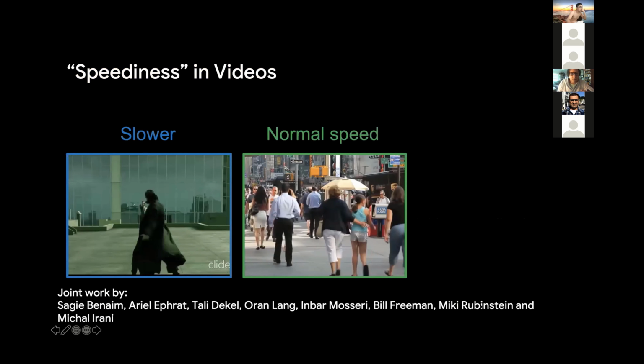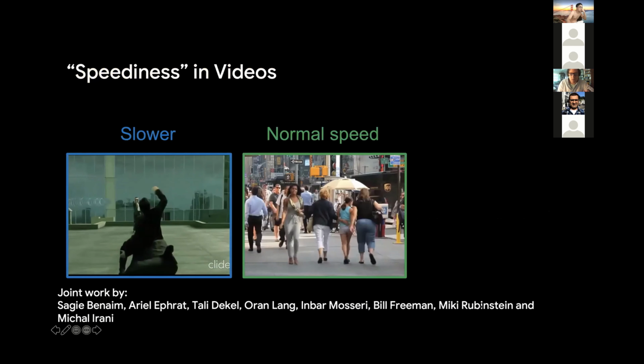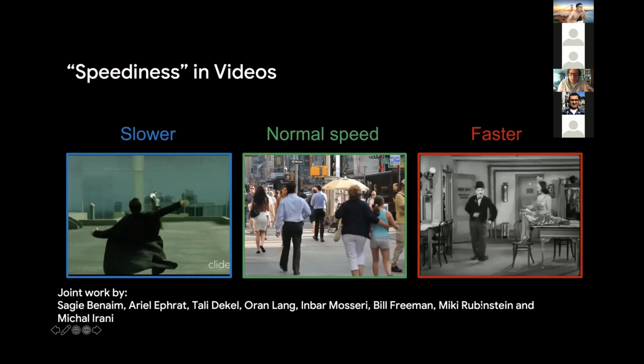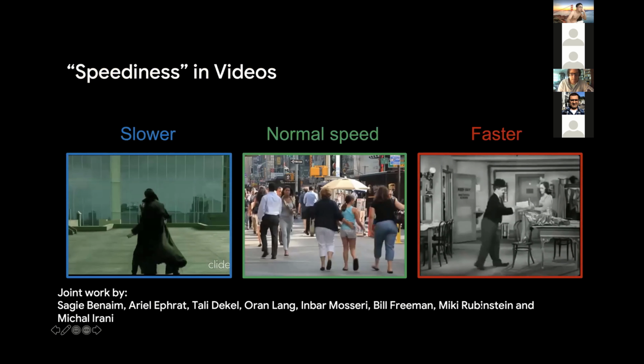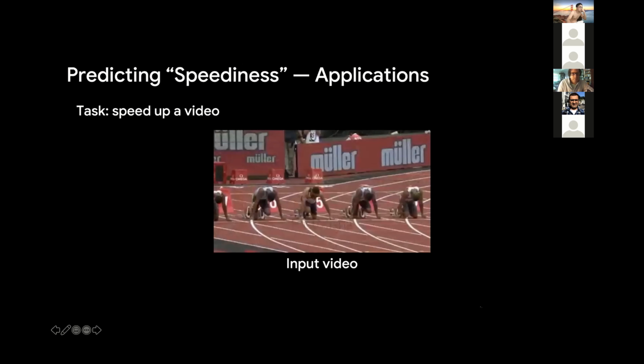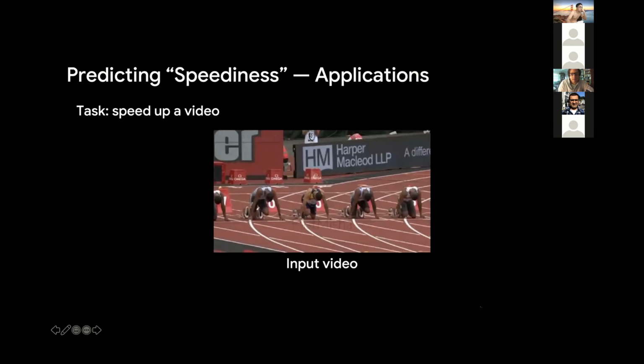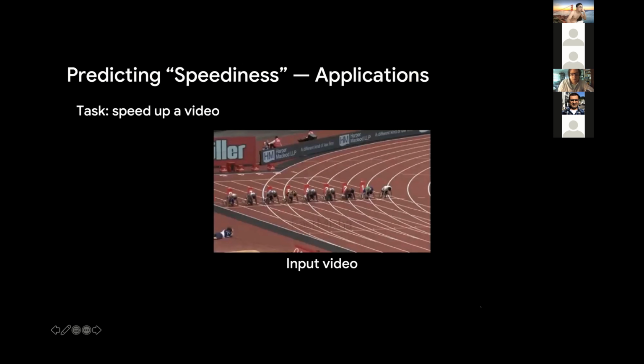We want to be able to design an algorithm that can look at these videos and decide which one looks like it's too fast and which one doesn't. Here's an example. Here's an input video played at normal speed.